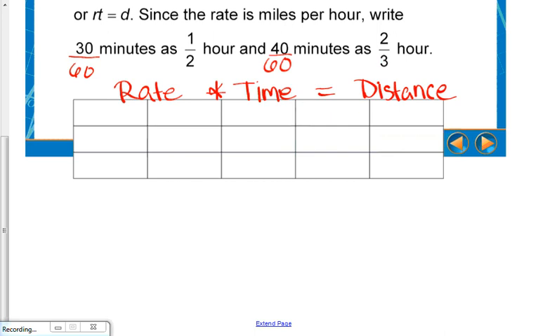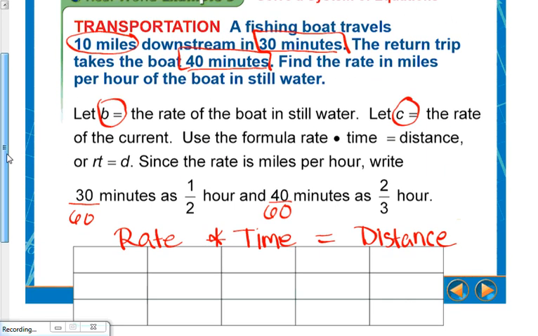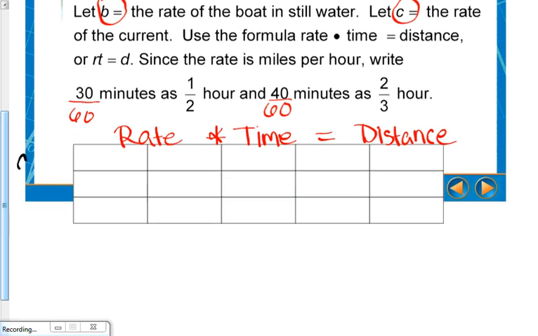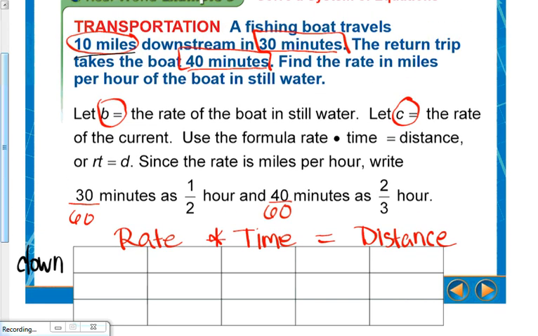So the first one, let's do it when we're going downstream. Downstream is where everything is fun. We're going fast. Let's fill in what we do know. The distance every single time was what? 10 miles? Yeah, I agree. 10 miles, right? So every single time in this column, I'm going to put 10. This was miles, right? Both times.